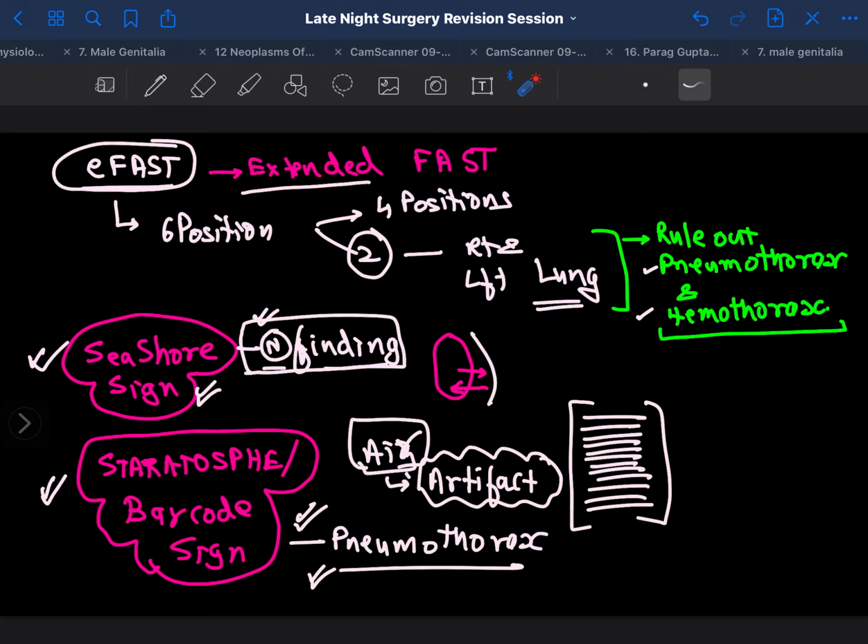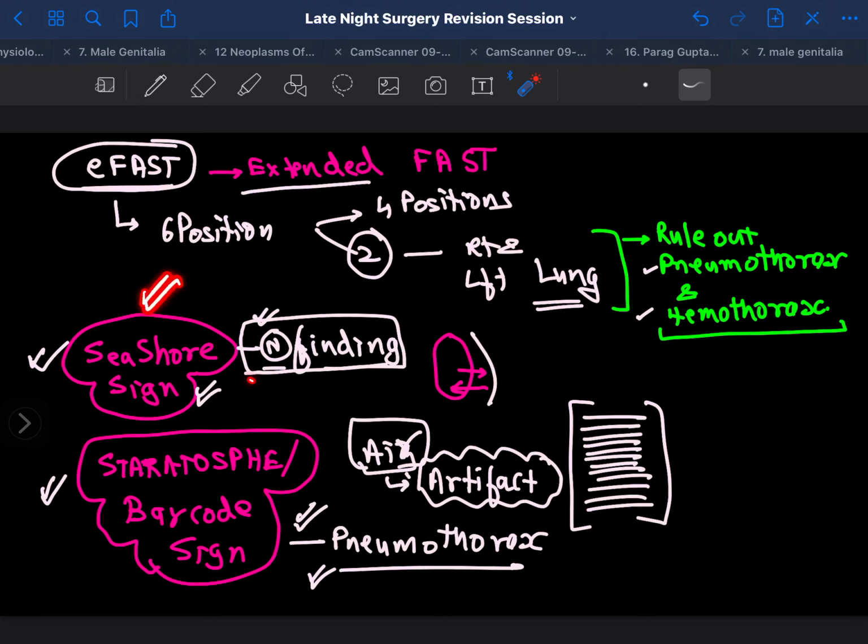For the E-FAST, you have something called the extended FAST. What is this extended FAST? Here you keep your probe at 6 positions. The 4 positions which are normal, then 2 more positions are the right and the left lung field. This is basically to rule out pneumothorax and hemothorax.